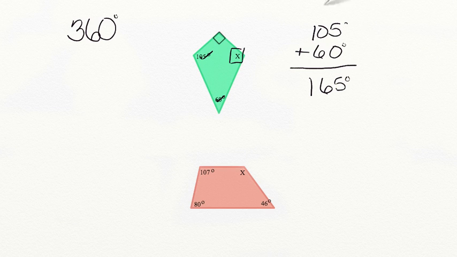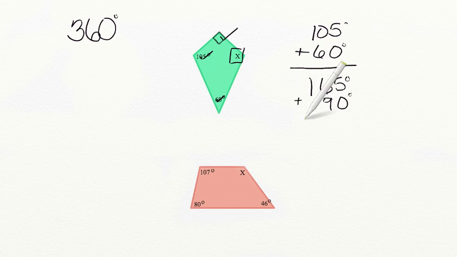So now we have to add our third angle. But wait a minute, this is a square, this isn't a number. Well, when we're dealing with angles, we need to remember that a square in the corner of an angle will always represent 90 degrees. So I'm going to fill in my third angle as 90 degrees.